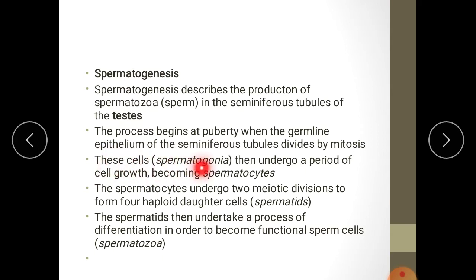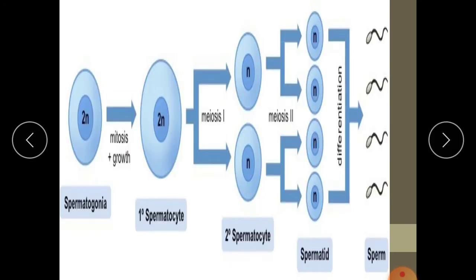So these cells, spermatogonia, undergo a period of cell growth, becoming spermatocytes. The spermatocytes undergo 2 meiotic divisions to form 4 haploid daughter cells, spermatids. The spermatids then undergo a process of differentiation in order to become functional sperm cells. So these are functional sperm cells.